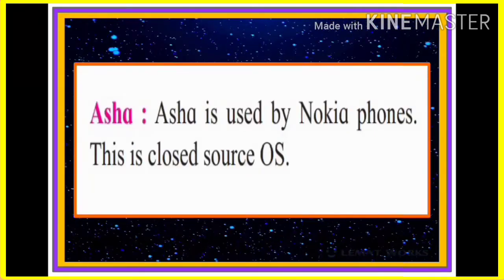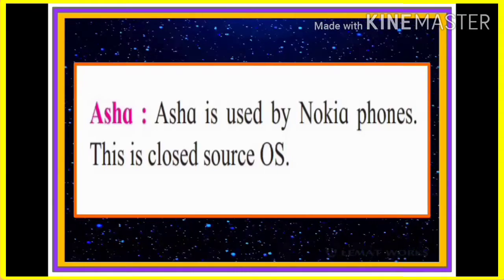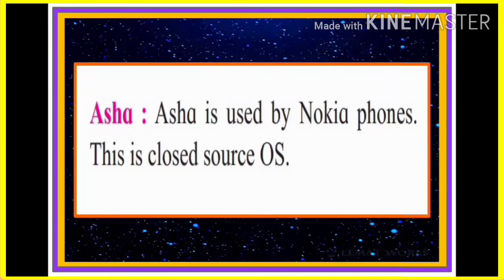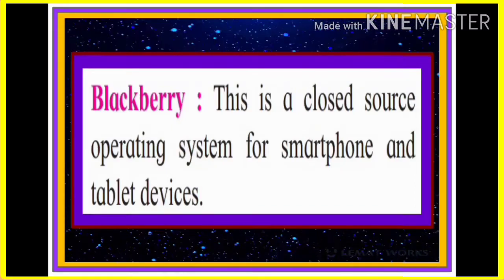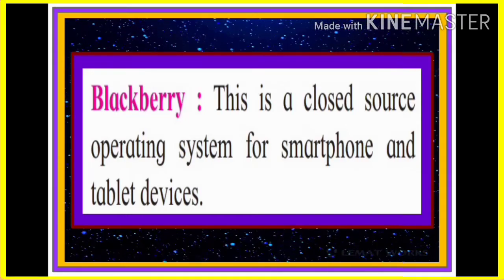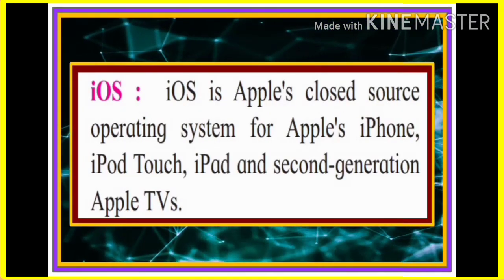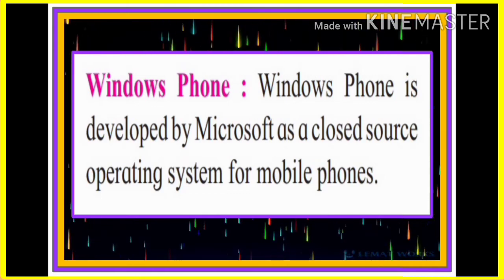Asha is used by Nokia phones. This is a closed source operating system. Android is open source and free operating system, and Asha is a closed source operating system. BlackBerry is a closed source operating system for smartphone and tablet devices. iOS is Apple's closed source operating system for Apple's iPhone, iPod Touch, iPad and second generation Apple TVs. Windows Phone is developed by Microsoft as a closed source operating system for mobile phones.